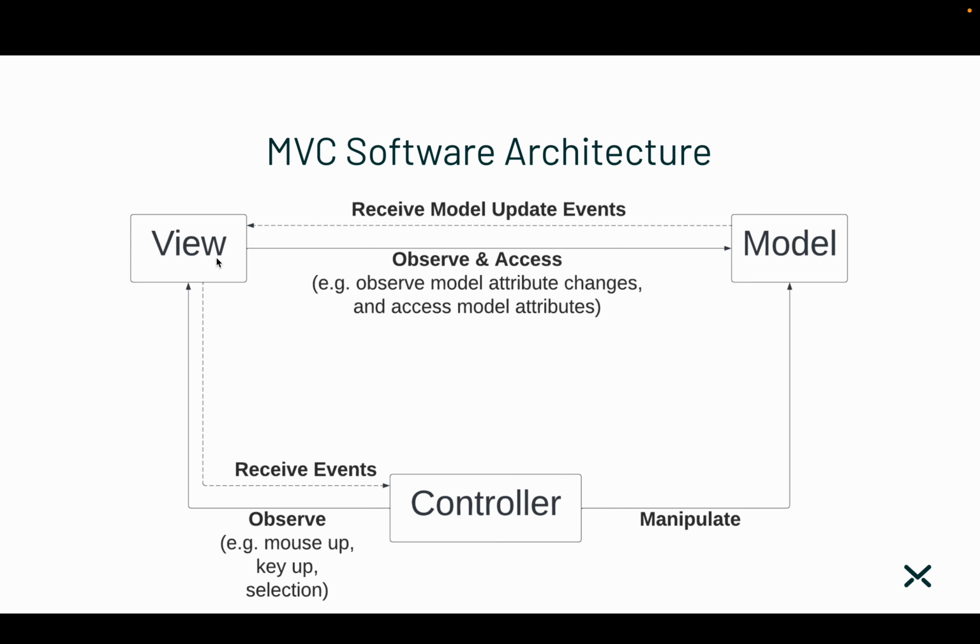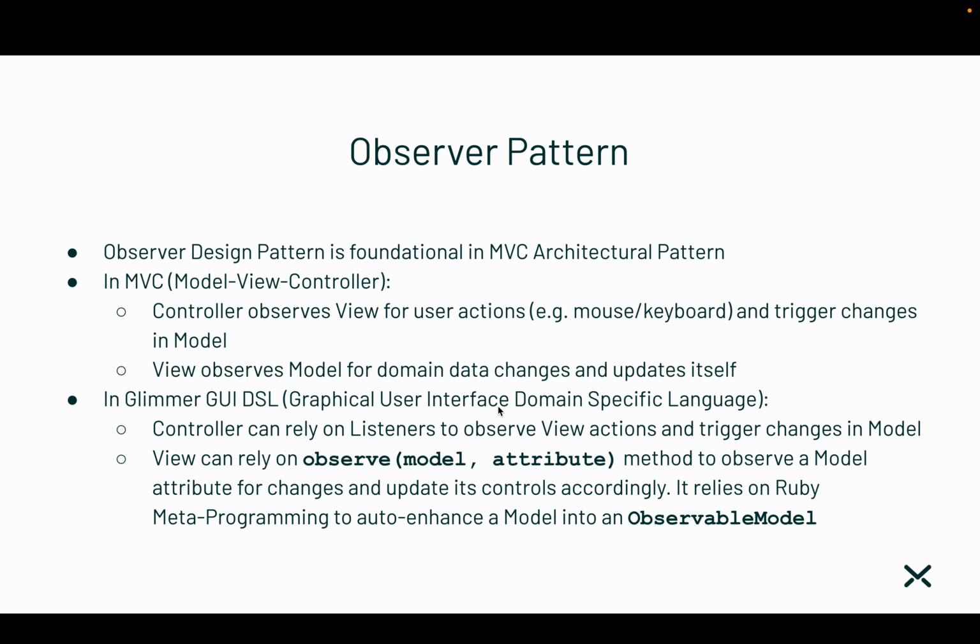Like in real apps, we want to follow the MVC pattern. So there's a view that observes the model for changes and then it refreshes itself. There's a controller that receives events from the view and then manipulates the model. And the controller will observe control things like mouse up, key up, selection, etc. Whereas the view will observe data changes on the model. So like, did the completed attribute change? Did the active attribute change, etc. So this is basically the MVC pattern. It's the same pattern that we use in Rails.